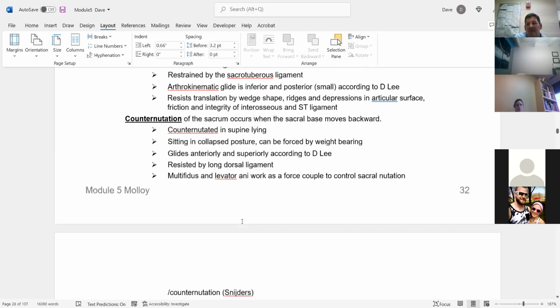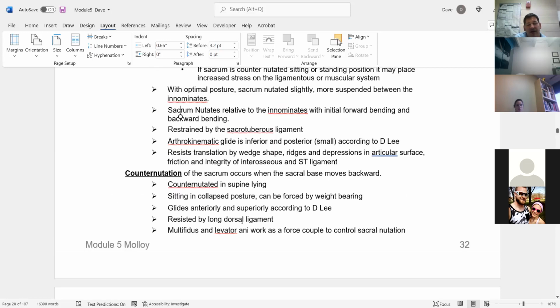Arthrokinematic glides, save that for the course. It's a hard thing to visualize in this joint, the way the glide goes. Again, just know that in your notes, it's inferior and posterior, and it's a small amount when you're talking about nutation. But again, that can twist your mind a little bit. So wait for the course on that one. I don't have a good video.